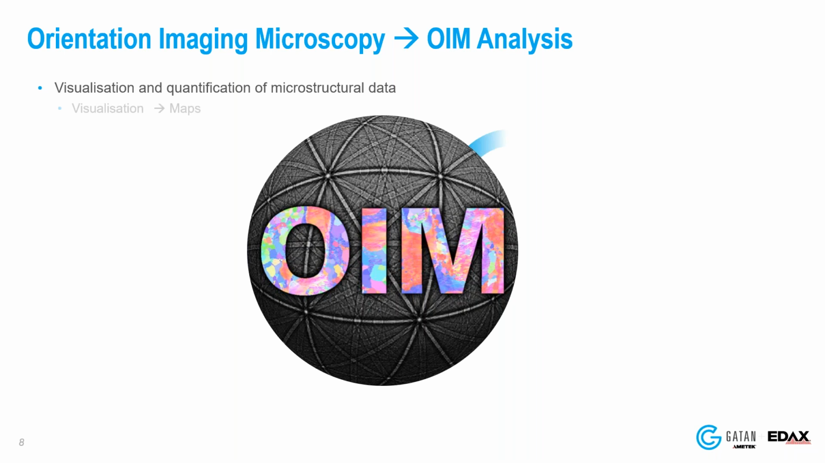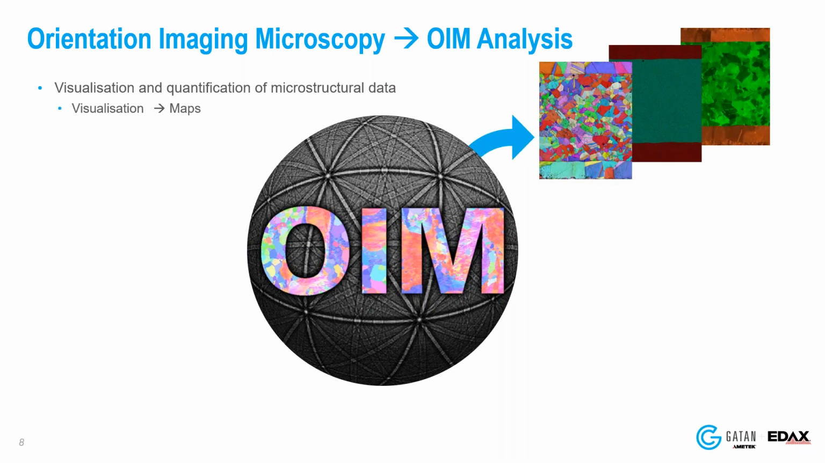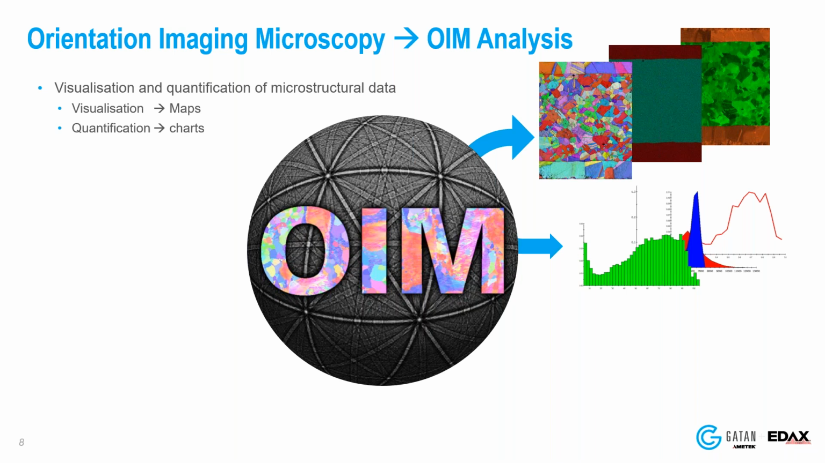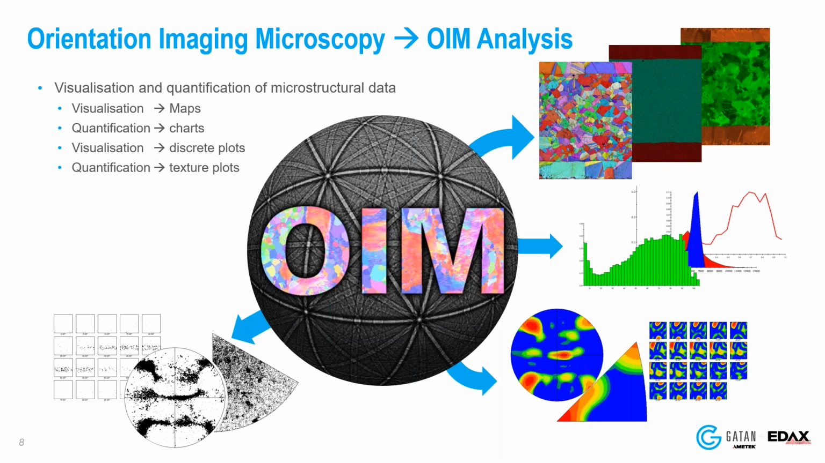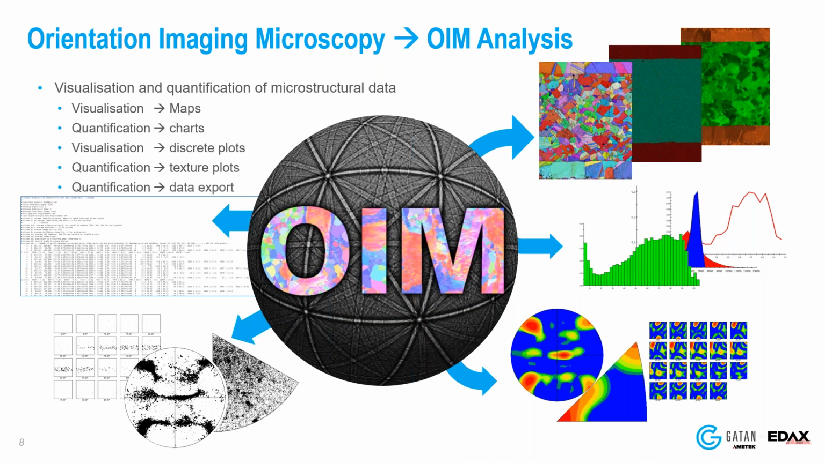And it's used for visualizations. So we can create the maps, the colorful images that everybody is used to with EBSD. We can quantify those in charts. Then we can look at discrete plots, so just showing all the orientations according to different definitions. We can quantify those as well in texture calculations. And finally, when you need the raw data or any calculations that are done in the software for external programs for additional work, you can export data and get a plain text file, and you can do your own work.